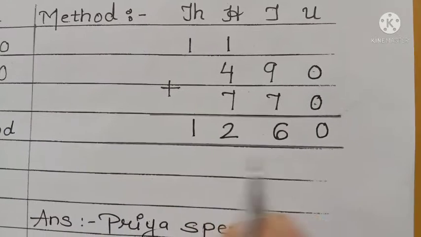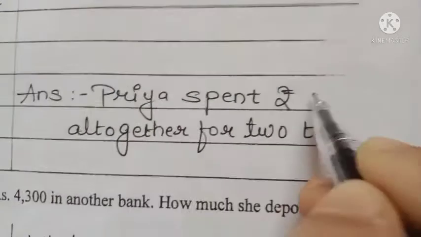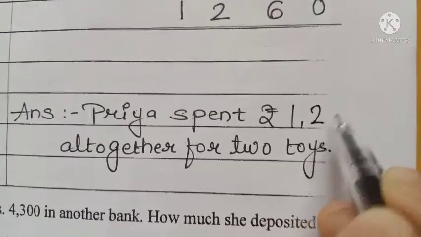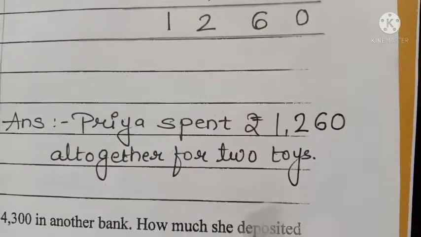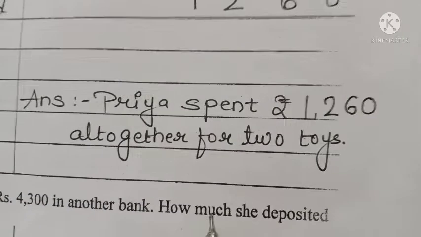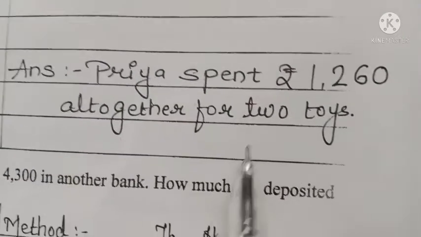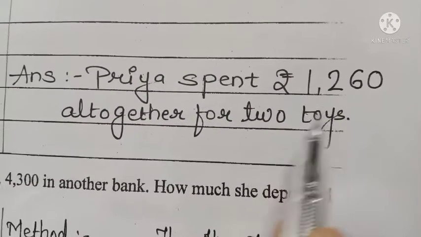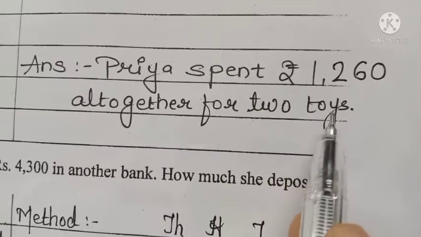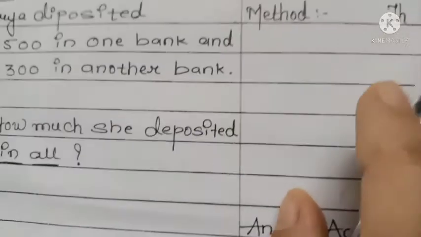So our number is 1260. So Priya spent rupees 1260 altogether for two toys. So how much did she spend in all? Yes, rupees 1260. Understood, students? Yes. Now see the second question here.